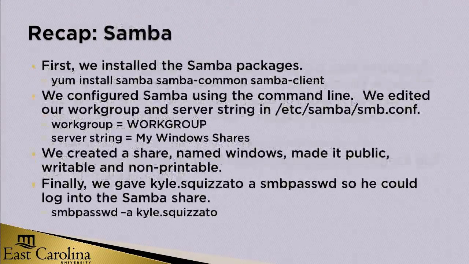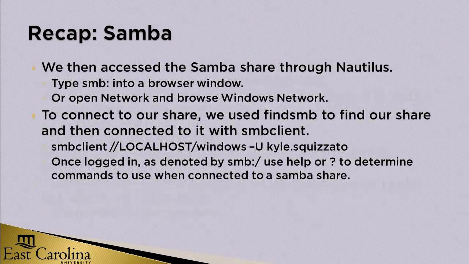To review the Samba portion of this tutorial, we created a Samba share and then connected to it. We started by installing the required Samba packages. Then we configured our workgroup and server string, and then went to create a Windows share, which was public, had writable permissions, and was non-printable. We then gave Kyle.Squizzato access to the share by granting his account a password with the Samba password command.